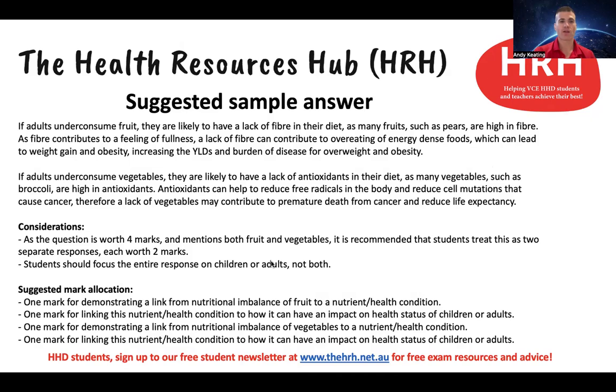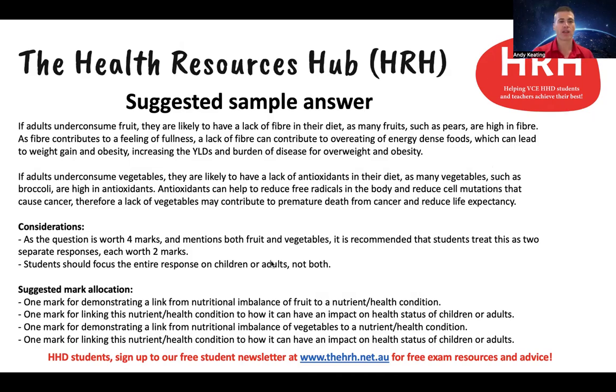The second half says if adults underconsume vegetables, they're likely to have a lack of antioxidants in their diet, as many vegetables such as broccoli are high in antioxidants. Antioxidants can help to reduce free radicals in the body and reduce cell mutations that cause cancer, and therefore a lack of vegetables may contribute to premature death from cancer and reduced life expectancy. So once again, linking into a specific aspect of vegetables, antioxidants, and then talking about a lack of vegetables and a lack of antioxidants contributing to a certain health condition, and then linking that into a health status indicator. If linking into reduced life expectancy, I think it's a good idea to link in premature death from a health condition, because it's that premature death that can reduce life expectancy.